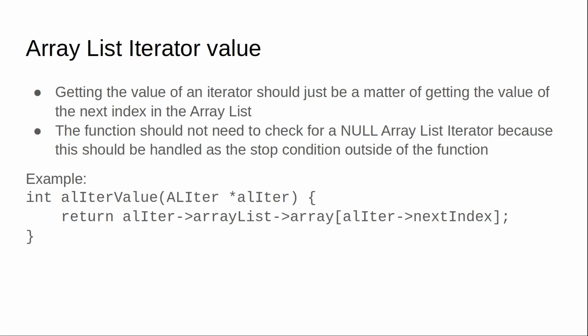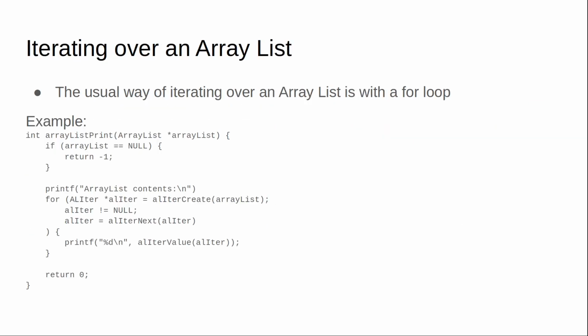Now let's look at an example to see what I mean here. Usually with an iterator, we do this with a for loop. So I've got a function here that's going to print out all the contents of an array list with one element per line.